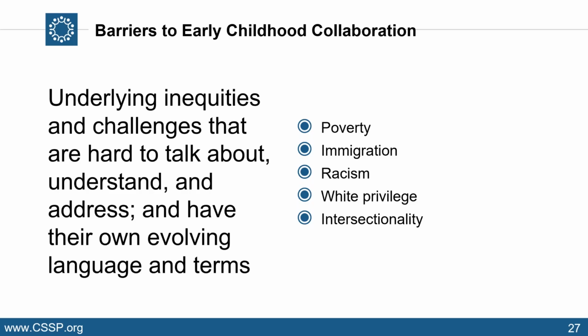And certainly the bigger issue that I know we are all aware of is that the underlying inequities and challenges that exist for children and families are often really hard to talk about, to understand, and to address. And each of them has its own evolving language and terms. These are things like poverty and immigration and racism, white privilege, intersectionality, and so many other things that are critically important, underlying root causes often of the challenges that families face, and that I think many of us realize we ultimately have to address if we want to have broad improvements and increase equity across the country. But these are hard and big things.